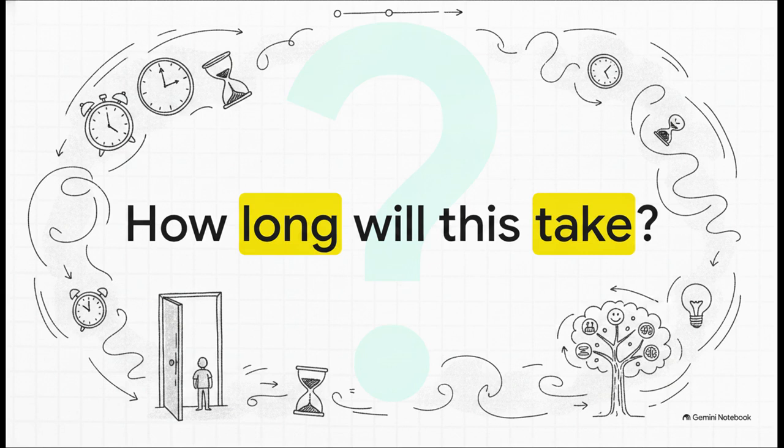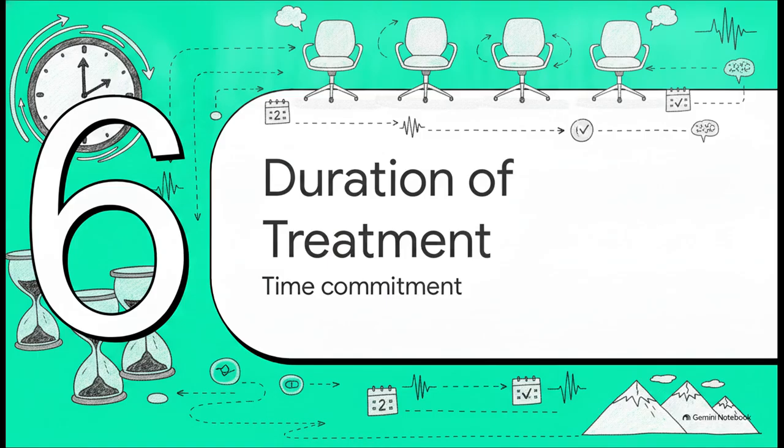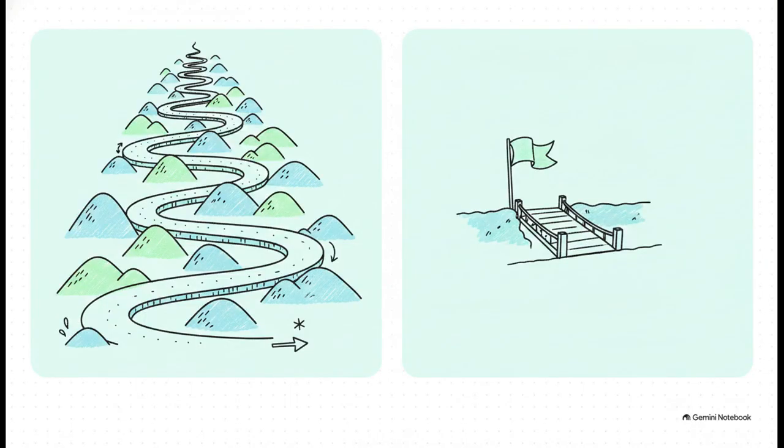Now, for anyone committing to therapy, all of this theory eventually boils down to one very practical, real-world question. Let's look at parameter 6, duration of treatment. Basically, how long are you going to be in the therapist's chair? The variations here are vast.